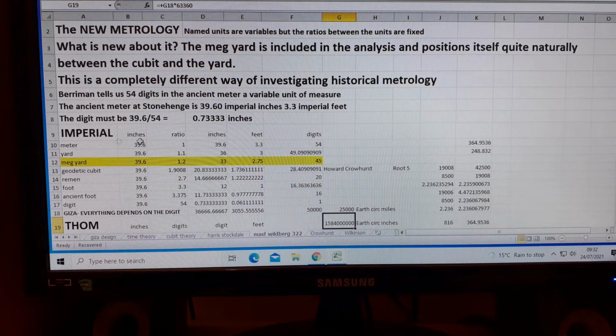So what we're saying is that the meter is a variable unit of measure, and all the other units can be derived from the length of the meter.